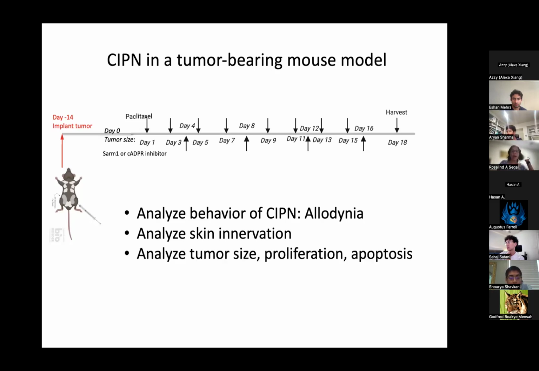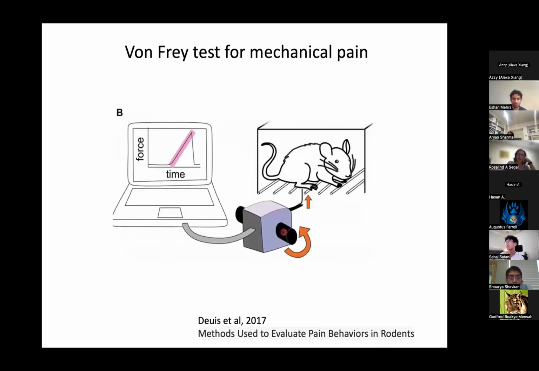We can also analyze tumor size as well as proliferation and cell death within the tumor to make sure that any intervention we're doing is not interfering with the treatment, because we know very well how to prevent chemo-induced neuropathy, which is not to give chemotherapy, but then the patient's going to die of their cancer, which is not a good outcome.